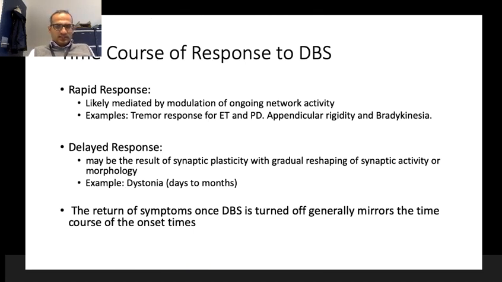So when we insert DBS in someone, how quickly does the patient respond? Different symptoms respond differently. There are some symptoms which respond rapidly, and it is thought to be modulated by ongoing neuronal activity changes. Examples include the tremor response in PD and ET, and also bradykinesia. And then there is the delayed response, which is thought to be synaptic plasticity changes, and the example for that is dystonia, where it takes days to months to work. And when the DBS is stopped, the effect turns off at the same rate as it developed.